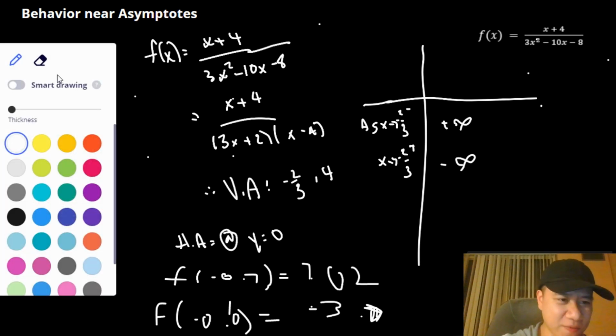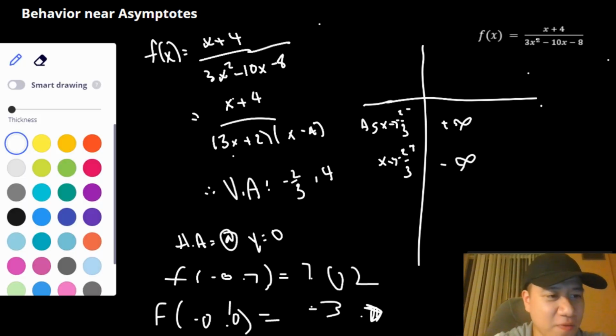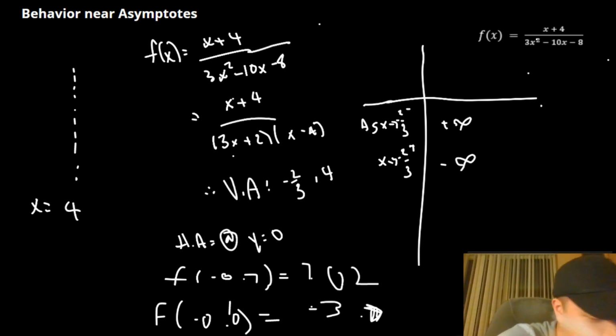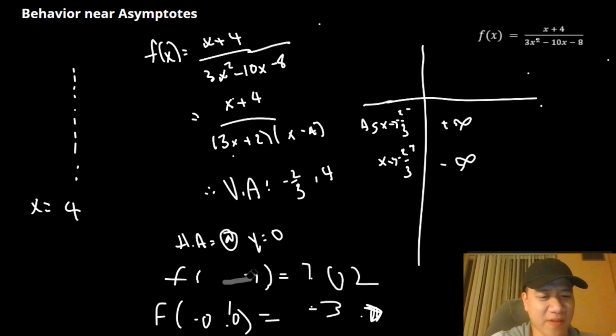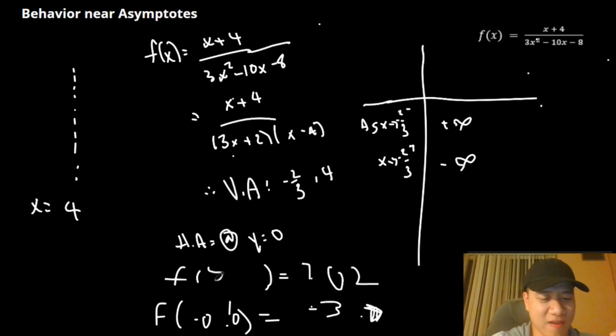So let's go ahead and do our second one. So our second asymptote that we have is at x equals 4. So we can do the same thing. All we have to do is substitute a point on the left side of 4 and on the right side of 4 into our function and see if it's positive or negative. So something that's close to 4 on the left side is 3.99. So let's do that. 3.99.